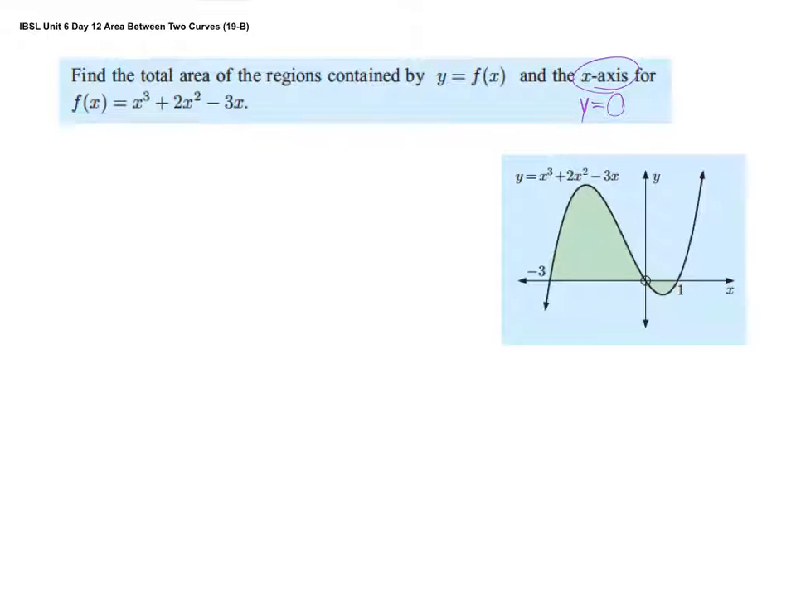Now, let's actually see this in action here. We want to find the intersection of our two functions that we're trying to find the area between. One of them is the x-axis, y equals 0. One of them is y equals x cubed plus 2x squared minus 3x. So to find our interval, and actually we're going to have intervals here, we are going to set the two functions equal to each other. x cubed plus 2x squared minus 3x equals 0.